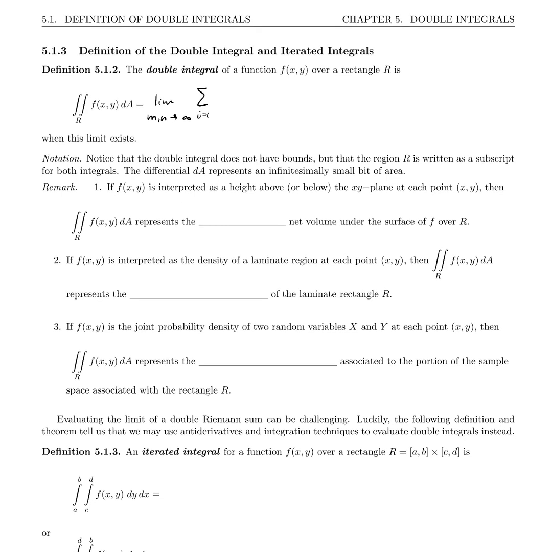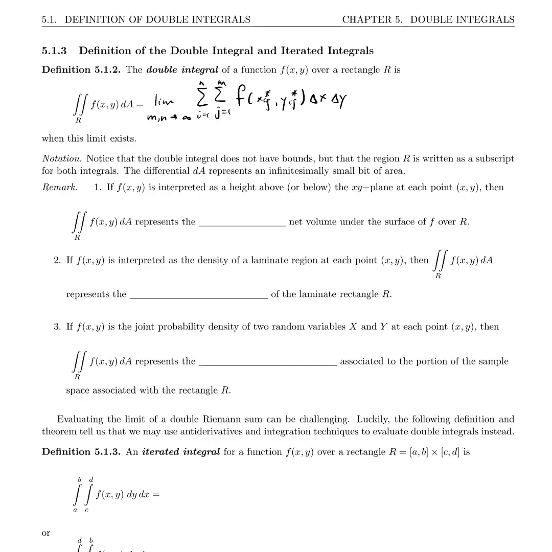The sum from i equals 1 to n of the sum from j equals 1 to m of f of x_ij star, y_ij star, delta x, delta y. And of course, that definition is valid only when this limit exists. A couple things about the notation. Notice first of all that there are no bounds on the double integral, but the region R is written as a subscript. And the differential dA here is the interpretation of delta x, delta y. It represents an infinitesimally small bit of area.